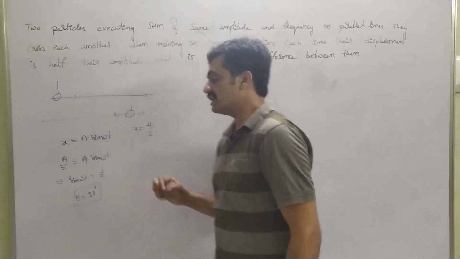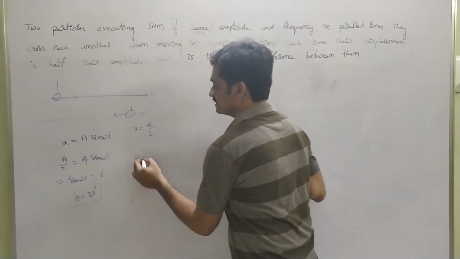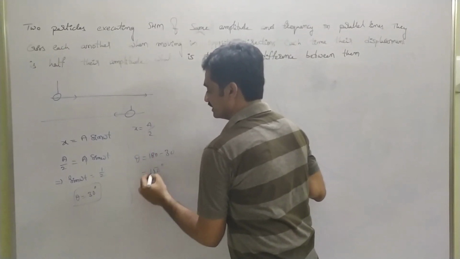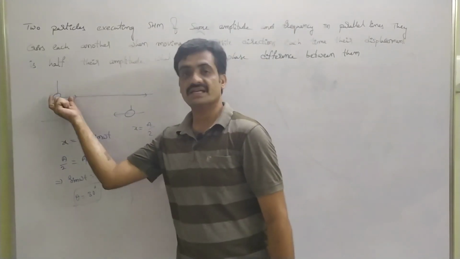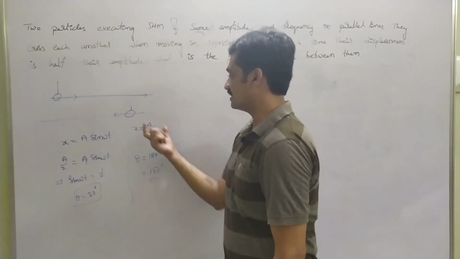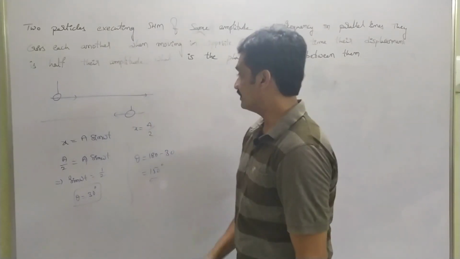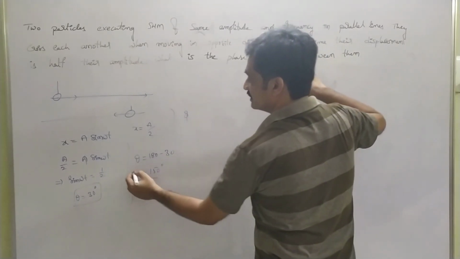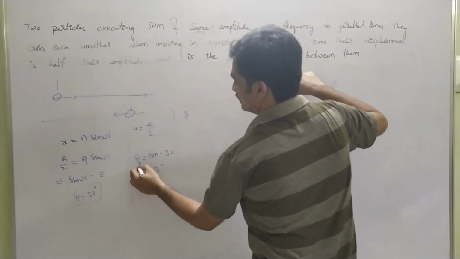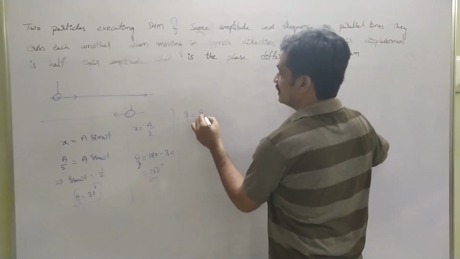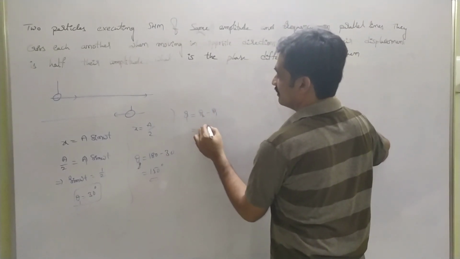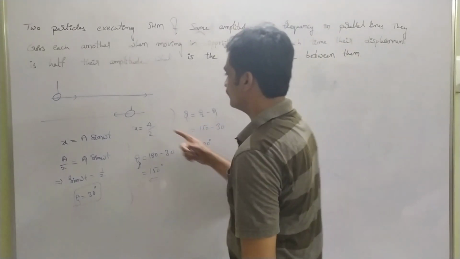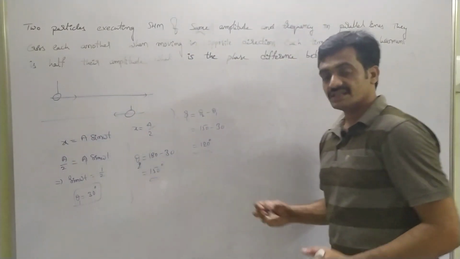Since the other particle is moving in the opposite direction, we can represent the angle as theta equals 180 minus 30, nothing but 150 degrees. So if the first particle possesses an angle of 30 degrees, the opposite particle possesses an angle of 150 degrees. Here we are asked to find the phase difference, which is given as phi equals theta 2 minus theta 1. So here we have 150 minus 30, nothing but 120 degrees. This is the phase difference between these two particles. Take a screenshot, we will continue.